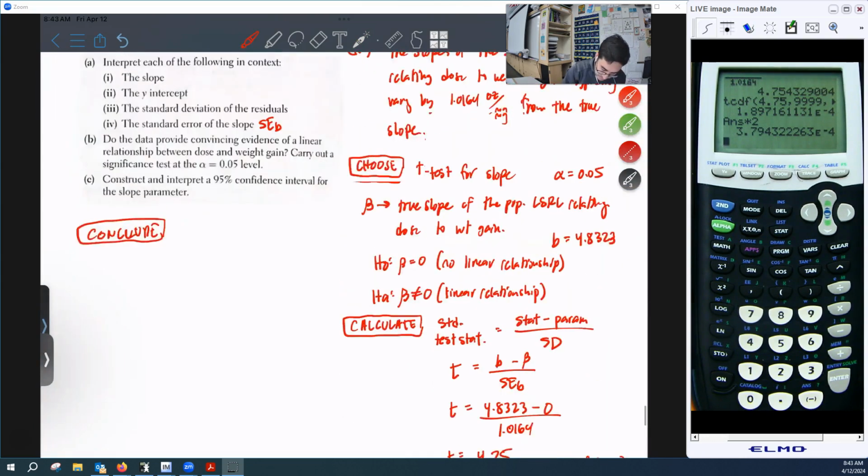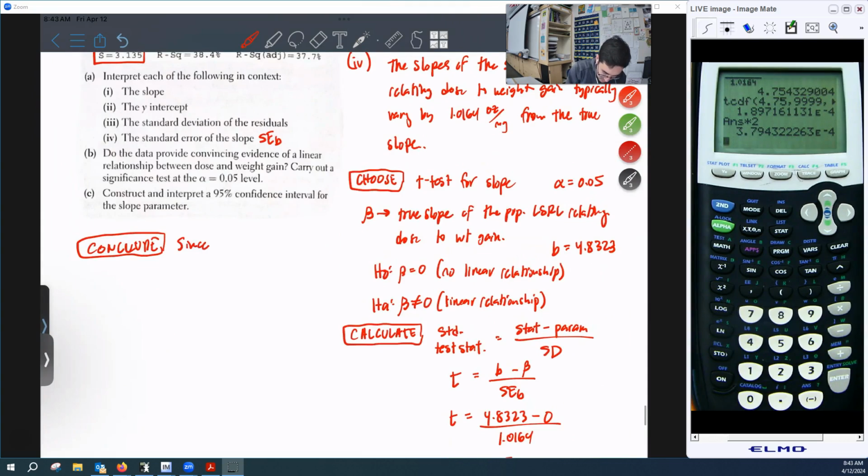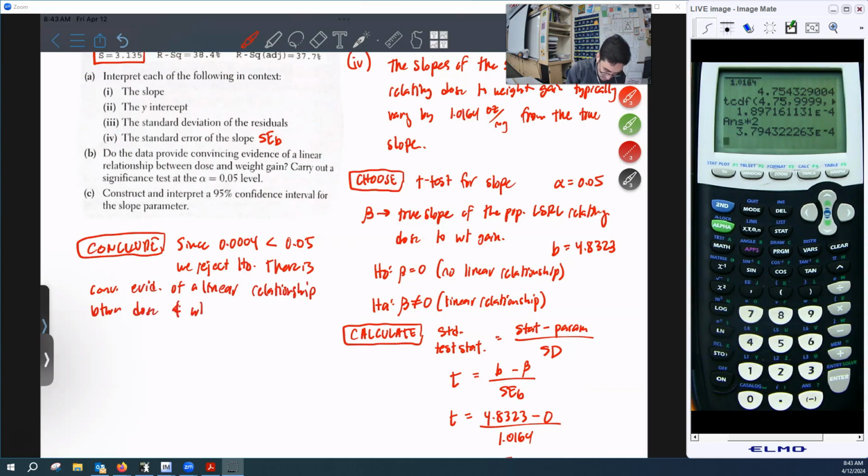Okay, so that p-value is small. So since 0.0004, I'm just going to round it, is less than 0.05, we reject the null hypothesis. So there is convincing evidence of a linear relationship between dose and tweaking. All right, so that was part B.